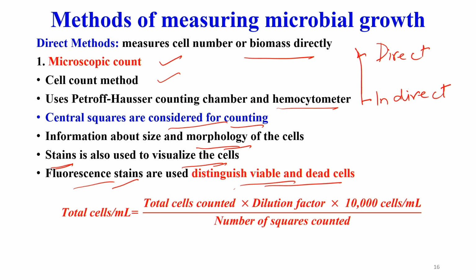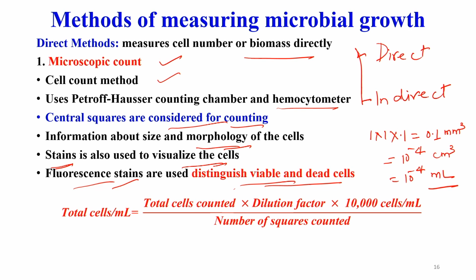Now, in hemocytometers, typically the size of one square is 1 mm into 1 mm into 0.1 mm. This becomes 0.1 mm cube, and if you convert into centimeter, this will be 10 to the power minus 4 centimeter cube or 10 to the power minus 4 ml.